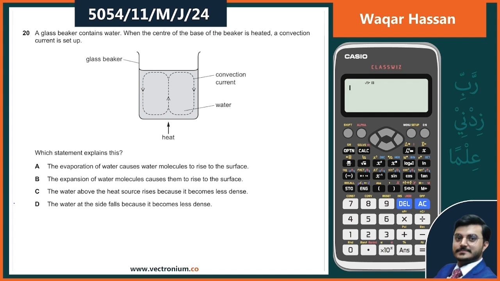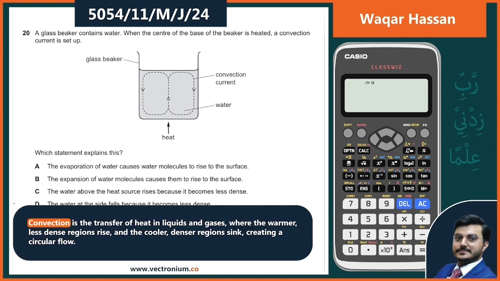Question number 20. A glass beaker contains water. When the center of the base of the beaker is heated, a convection current is set up. Which statement explains this? Okay, so first let me remind you the definition of convection. Convection is the transfer of heat in liquids and gases where warmer, less dense regions rise and the cooler, denser regions sink, creating a circular flow.